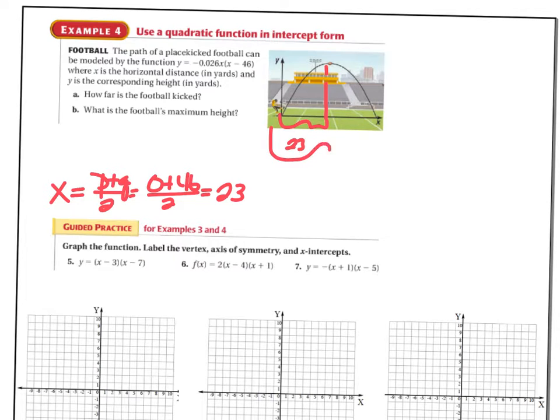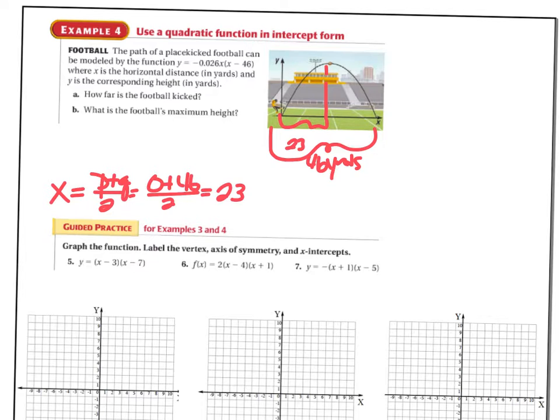And so to get the entire distance, you simply double it, and you can see it's 46 yards. That's the answer to A. The next question is, what is the football's maximum height? Well, we are looking for the value again of the vertex, but this time we're looking for the y-coordinate of the vertex because I want to know how high it is vertically.